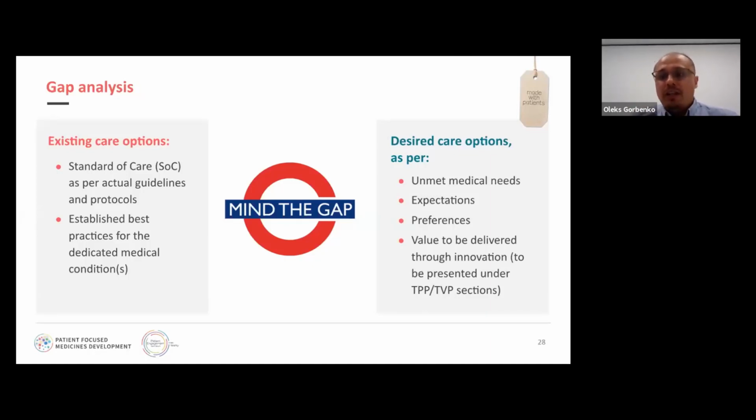So to do that, we need to conduct a gap analysis. For the traditional approach to gap analysis, I use this very nice symbol from the London Underground, because we always need to mind the gap and understand how to fill this gap. So first of all, as Carol mentioned, existing care options could be standard of care highlighted in the international or national clinical guidelines and recommendations, as well as clinical protocols.